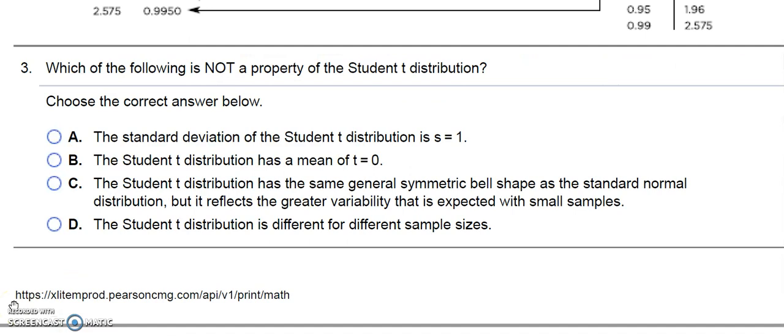So looking at the third question here, which one is not a property of the t-distribution? So the very first choice here, the standard deviation of a t-distribution is not always 1. There's actually a formula which has to do with the sum of differences of each point and the sample mean divided by the degrees of freedom. So this is not always 1. So that's not correct. So it would be A.